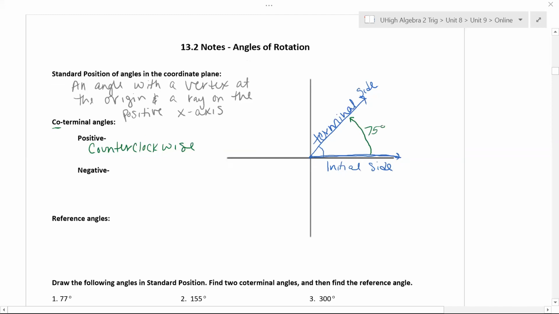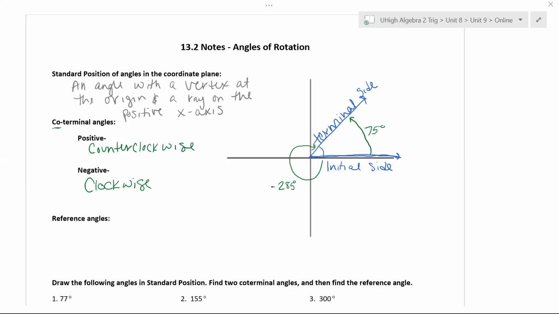my negative coterminal angle is when I'm going clockwise. So think about if this small piece is 75 degrees, what would the angle of this larger piece have to be? Well, all the way around would be 360. So I would do 360 minus 75. So this would be 285 degrees. But since I'm going clockwise, it's going to be a negative 285 degrees.